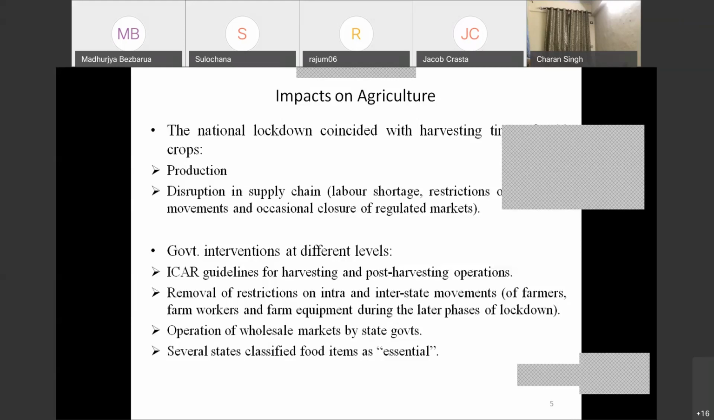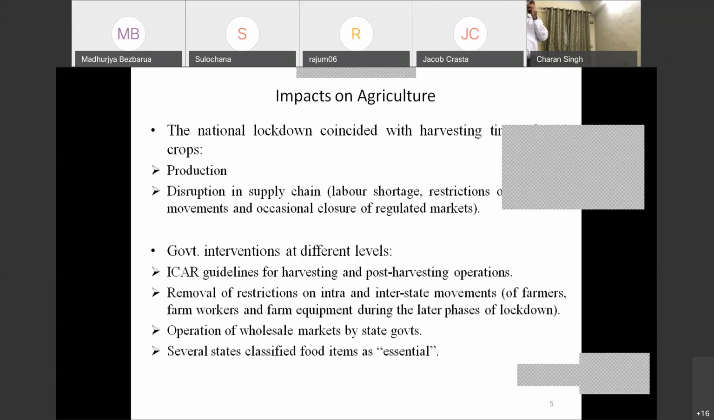So given the importance of agricultural products for food security and the livelihood of the farmers, the governments at different levels had to respond to the difficulties faced by the consumers and the farmers in the initial phase of the lockdown. As a result, there were some state interventions at different levels. For example, the Indian Council of Agricultural Research issued guidelines for the farmers to be followed during harvesting operation. Likewise, the Union Home Ministry removed the restrictions on intra and interstate movements of farmers, farm workers, and farm equipment during the later phases of the lockdown.